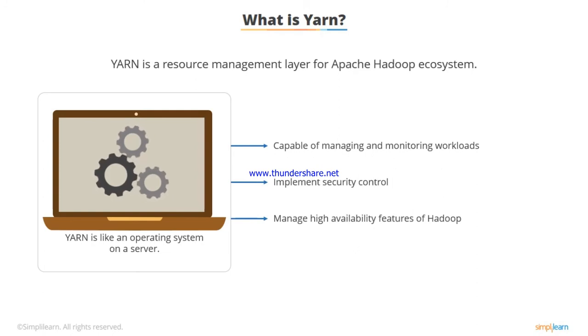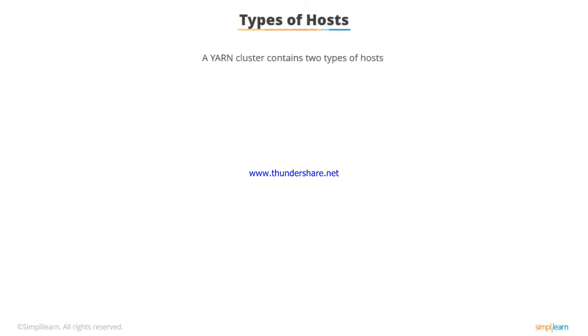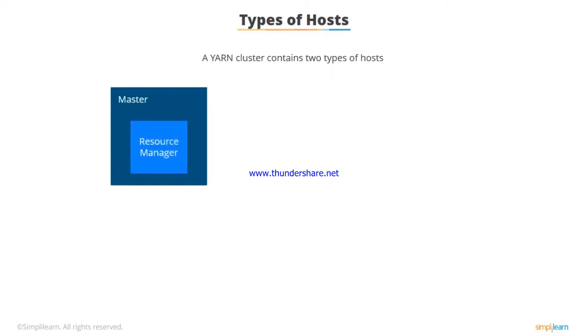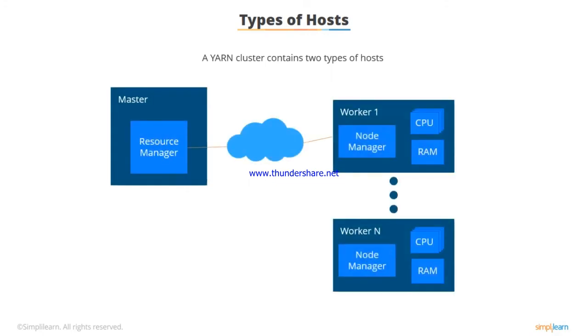Let's look at the type of hosts in Yarn cluster and resources on the following screens. A Yarn cluster contains two types of hosts: Master, Resource Manager, and Worker, Node Manager. A resource manager is the master daemon that communicates with the client, tracks resources on the cluster, and coordinates work by assigning tasks to node managers. A node manager is the worker daemon that launches and tracks processes spawned on worker hosts.